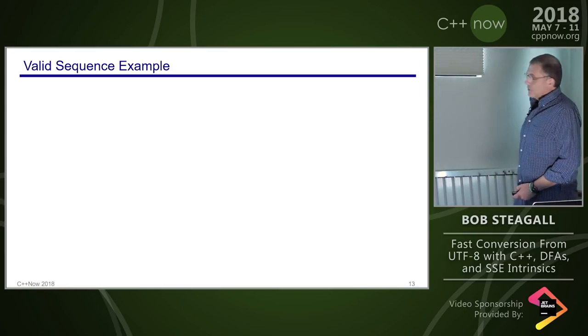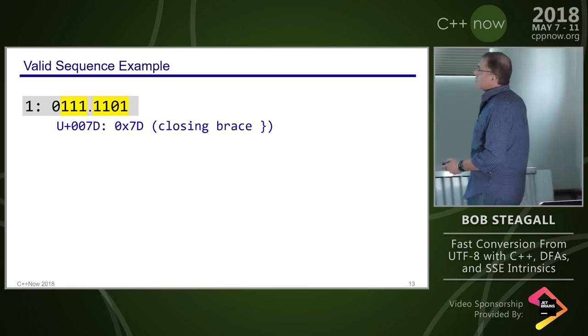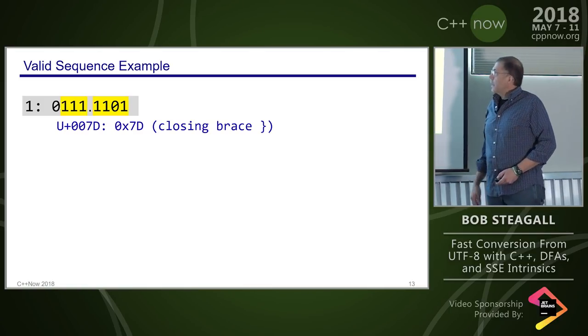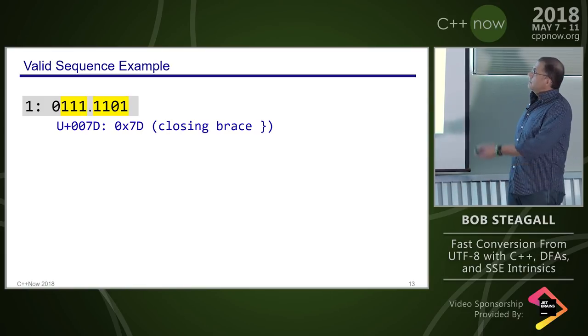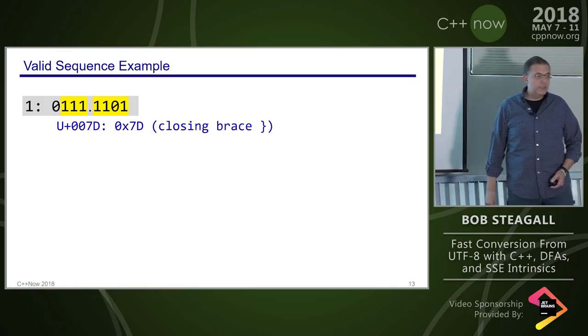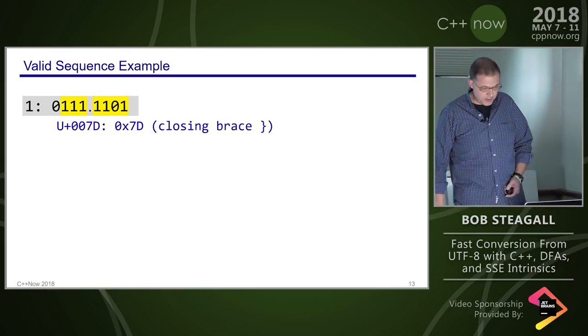So let's look at some examples of valid sequences. Here's a 1-byte sequence. The upper bit in my byte is a 0, which indicates this is ASCII. I use the lower 7 bits, and it turns out to be hex 7D, which is the closing brace, which is John Kalb's favorite feature in C++.